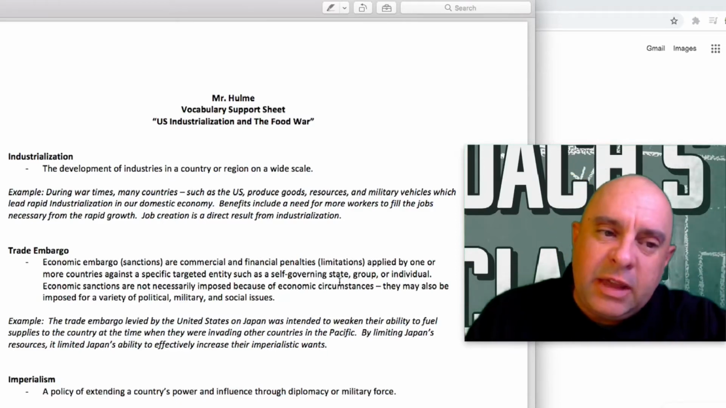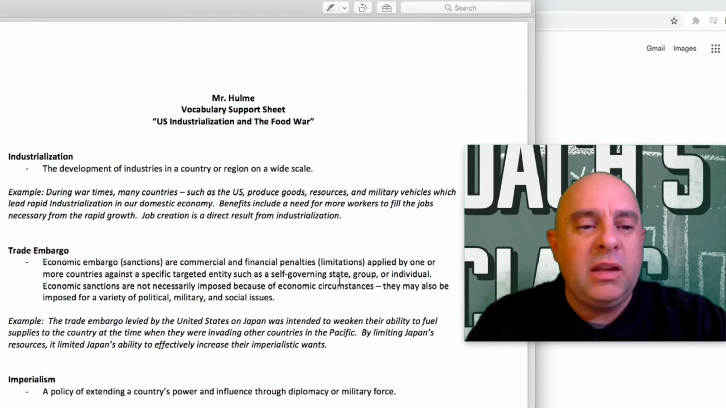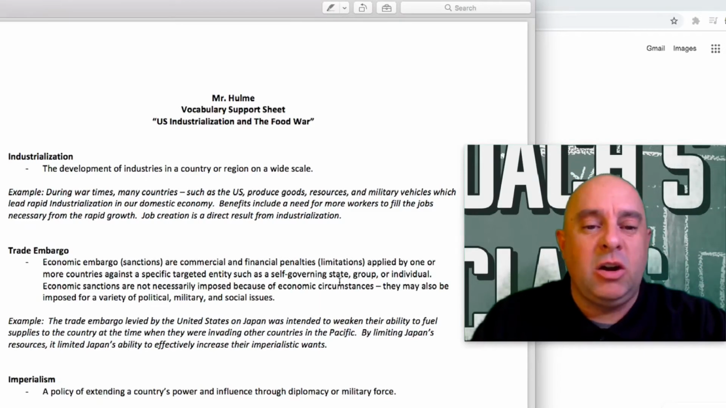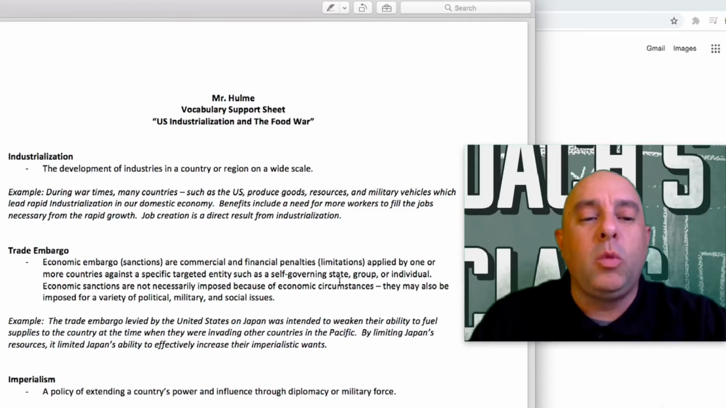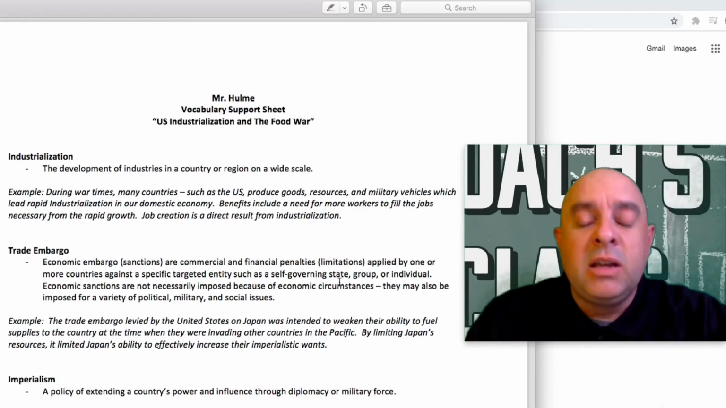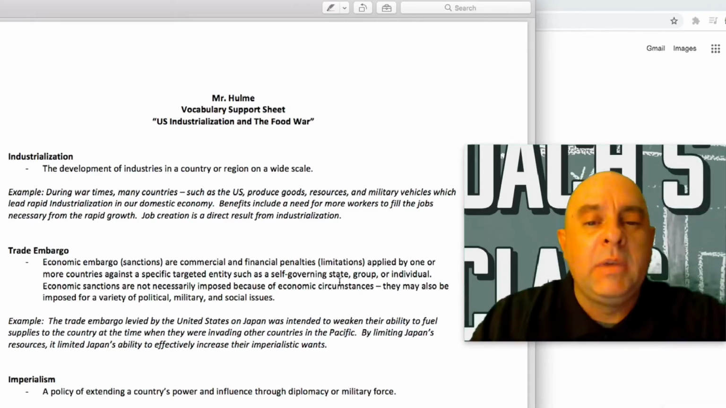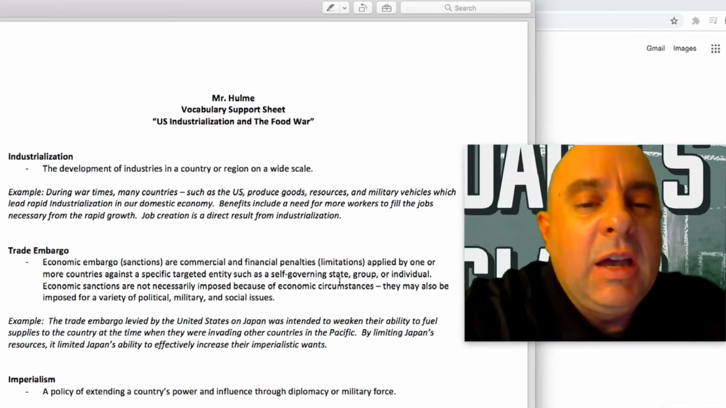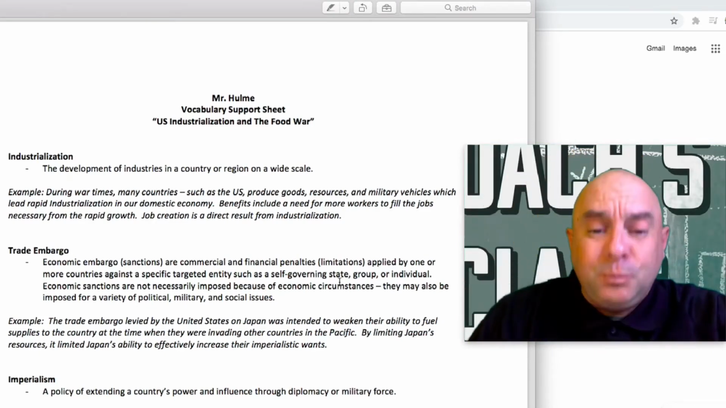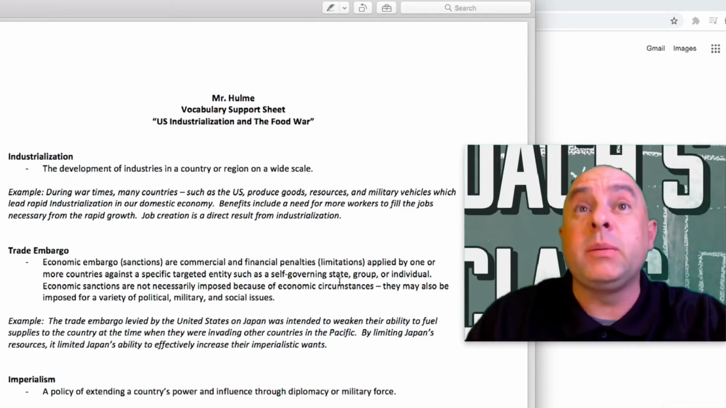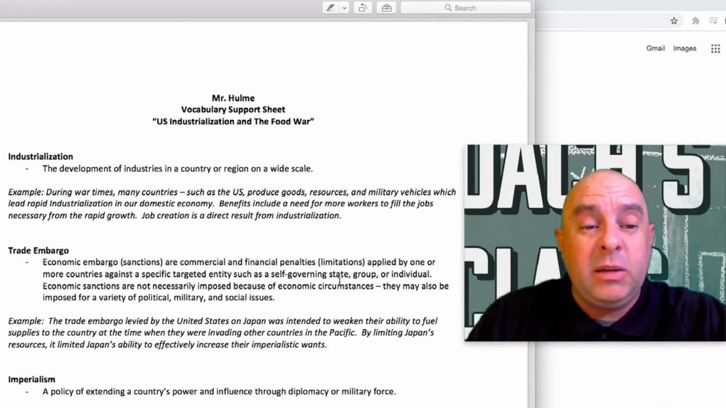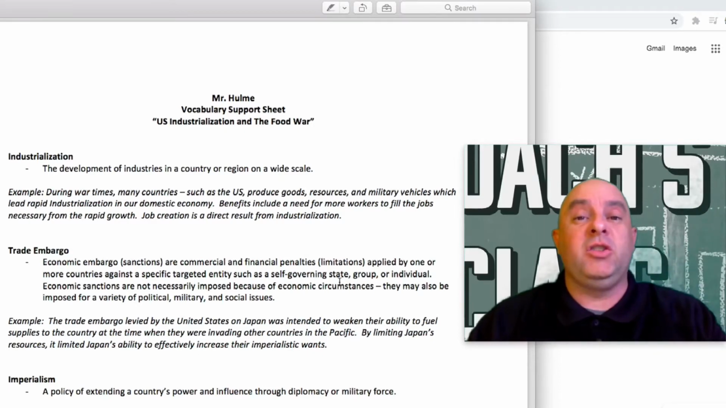The next one that we're going to go to is trade embargo. Okay, economic embargo sanctions are commercial and financial penalties or limitations applied to one or more countries against a specific targeted entity, such as a self-governing state. It could be a country, group or individual. Economic sanctions are not necessarily imposed because of economic circumstances. They could also be imposed for a variety of political, military, or social issues.